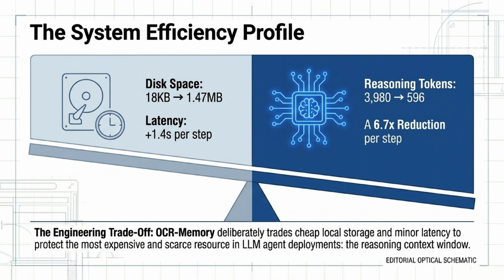Of course, engineering is all about trade-offs. Let's look at the system efficiency profile. With OCR-Memory, we deliberately trade a bit of cheap local disk space and add a minor 1.4 seconds of latency per step. In return, we protect the most expensive and scarce resource in LLM deployments, the reasoning context window, achieving a massive 6.7x reduction in reasoning tokens per step.